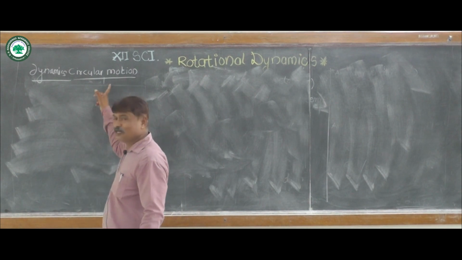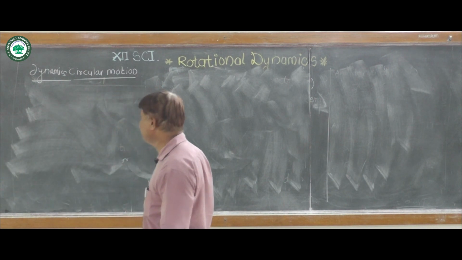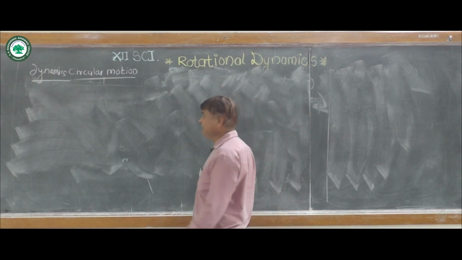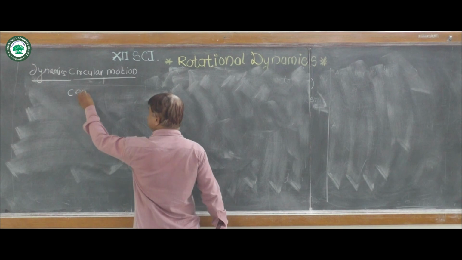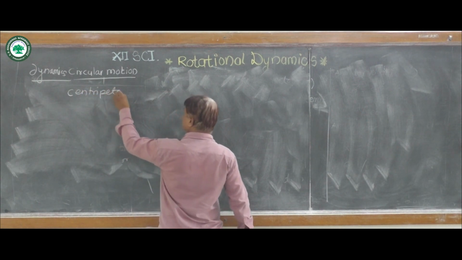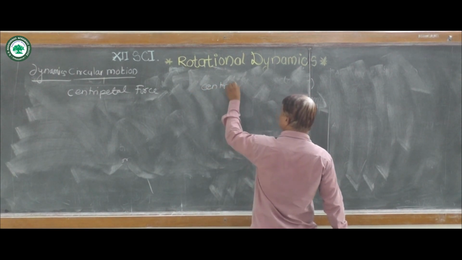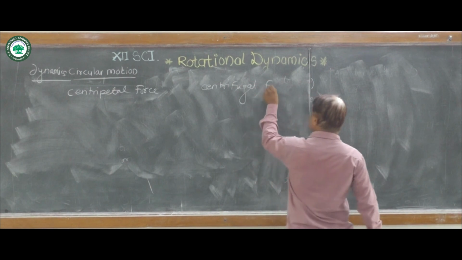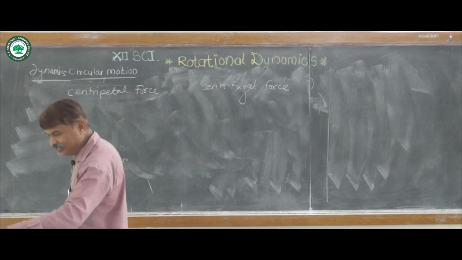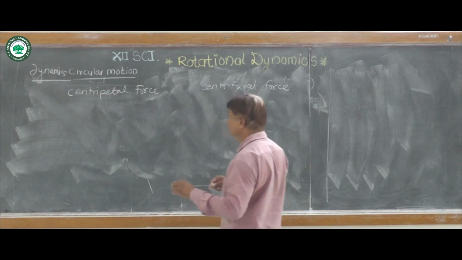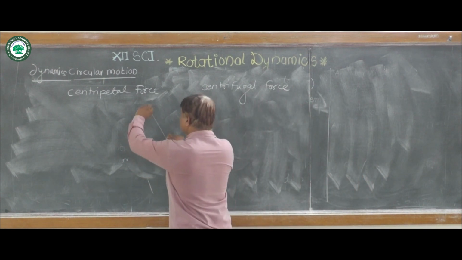Now when we consider circular motion, the causes of the circular motion are two forces. One is centripetal force and another one is centrifugal force. These are the causes of the motion. Centripetal force. So for that purpose, again we draw the diagram of circular motion, because it is the cause of the circular motion.